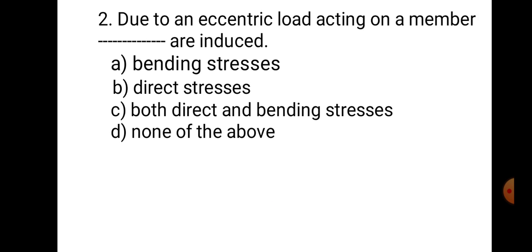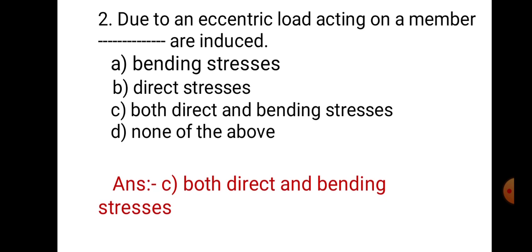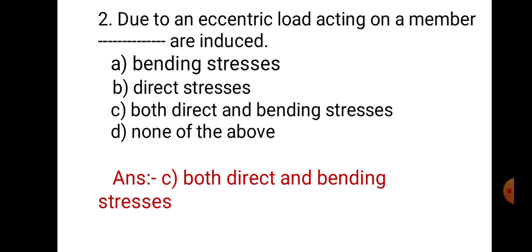Question number 2. Due to an eccentric load acting on a member, dash dash dash are induced. A. Bending stresses. B. Direct stresses. C. Both direct and bending stresses. And D. None of the above. Now in this question, the load acting is eccentric. Due to eccentricity, moment will be induced. Therefore, in this case, direct stresses are induced as well as bending stresses. Hence, the answer is C. Both direct and bending stresses.